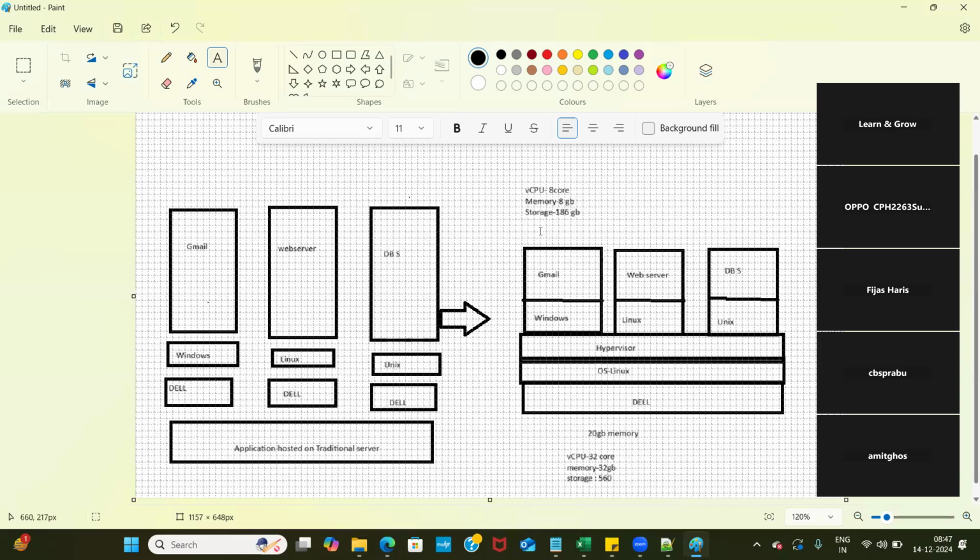This is VM1, we can name it. This is VM2. This is VM3. Now, in this picture, can anybody tell me what is the disadvantage? Can anyone tell what the disadvantage is here?